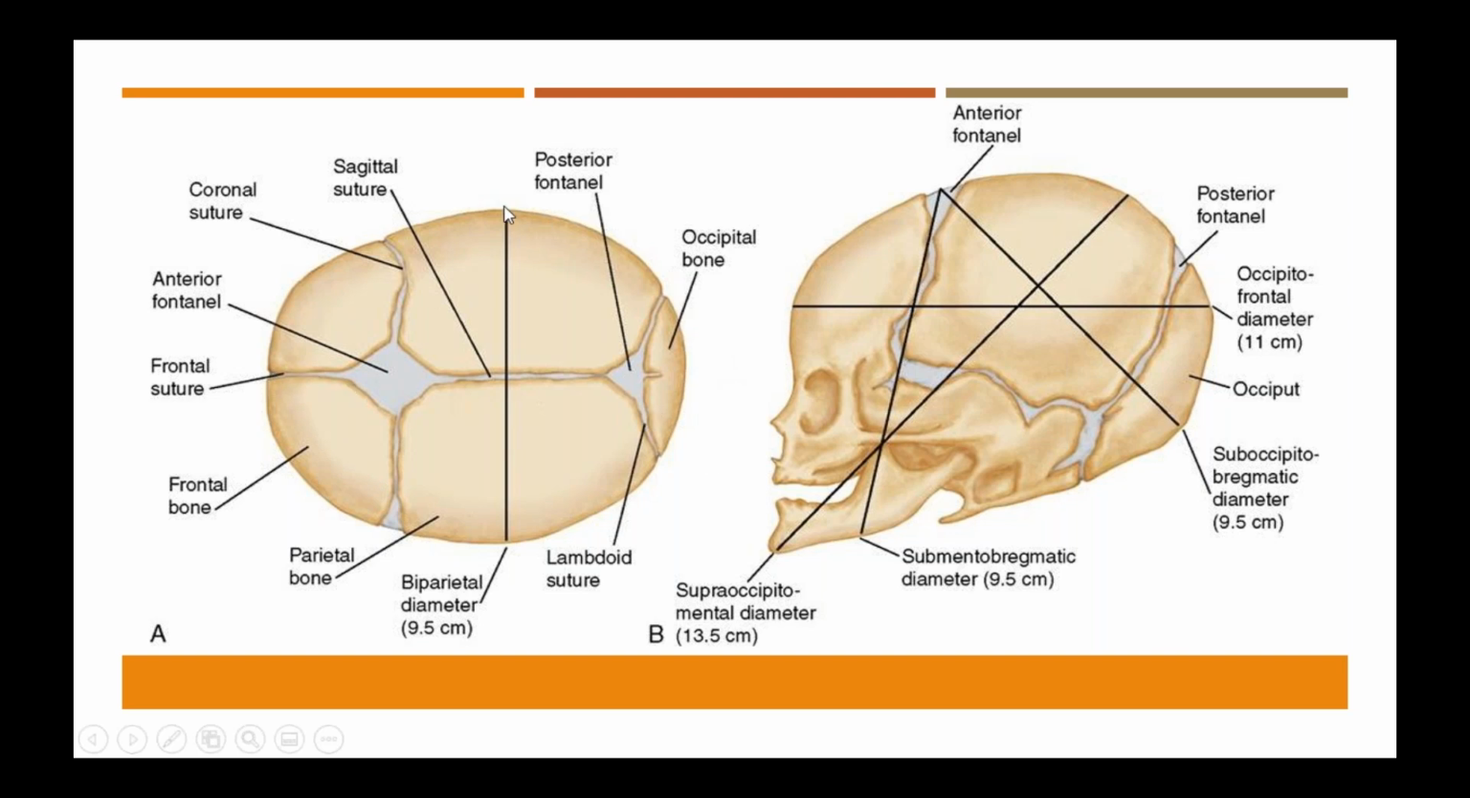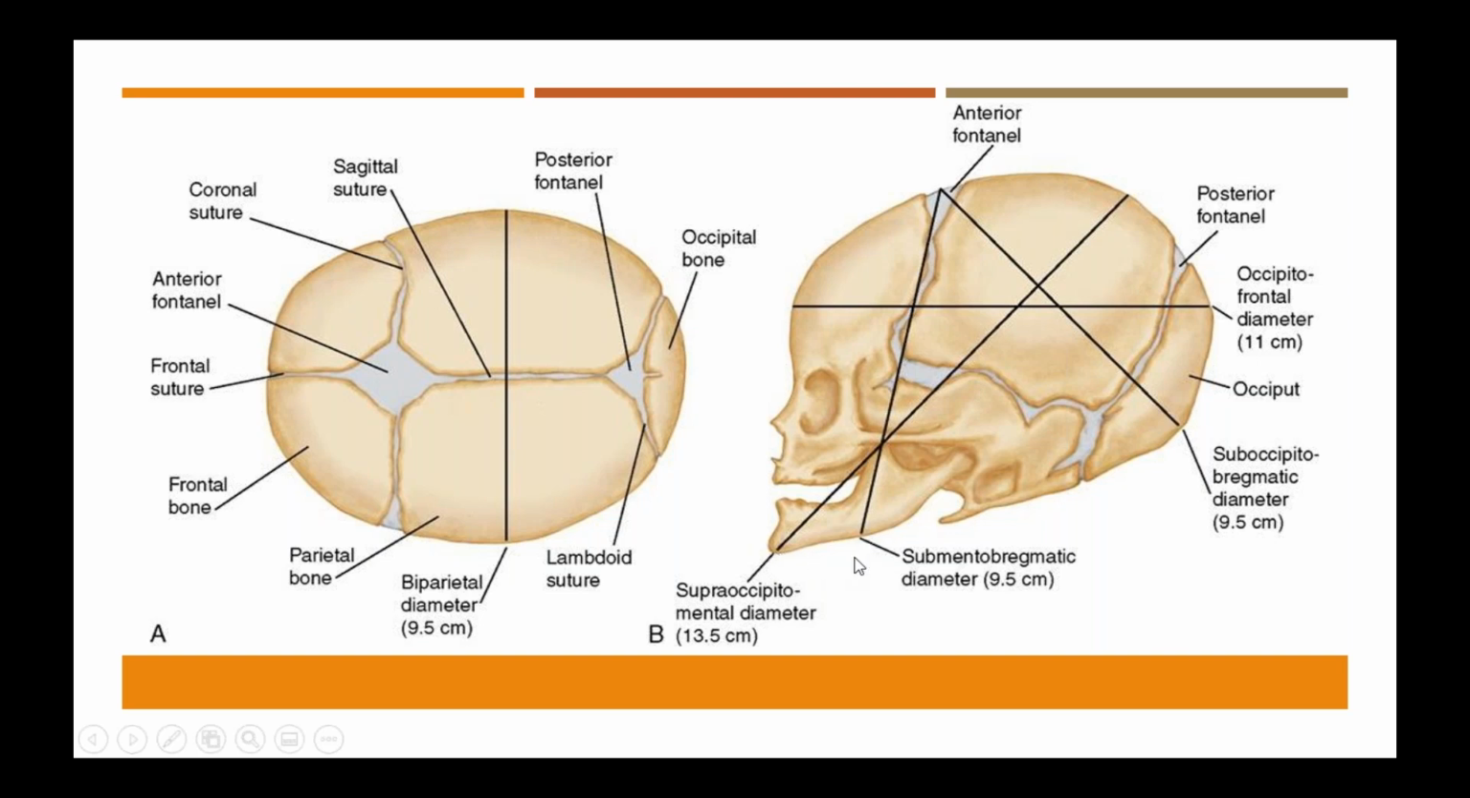We all know that the distance between the highest prominent points on the parietal bones is called the biparietal diameter. This is 9.5 centimeters. How about the lateral view? Yes, this is the mentum. From the mentum to the highest point of the vertex, we call it the mentovertical diameter. This becomes almost up to 13.5 centimeters.